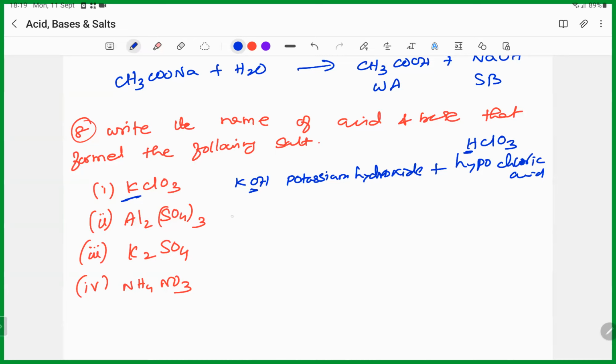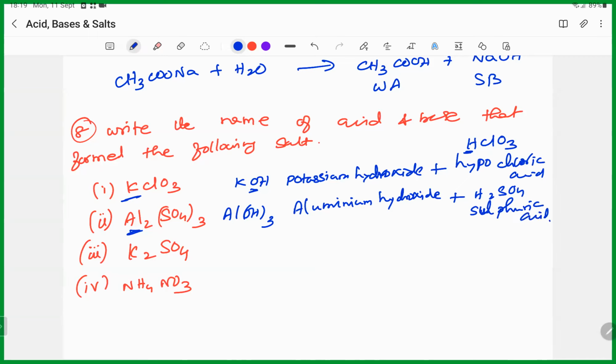The next one. Next one. Then a positive part. So automatically you have to say aluminum hydroxide. And then H2SO4. What is that? Sulfuric acid. And then K2SO4.